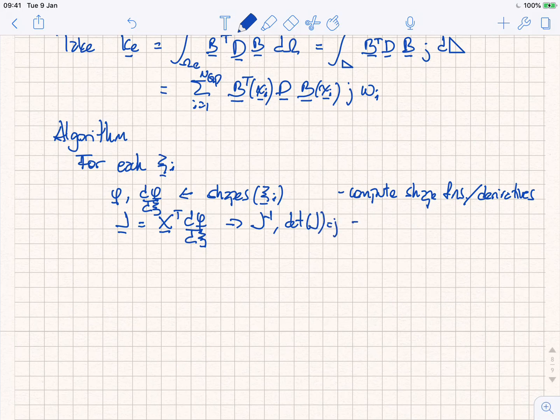So I'm going to put here: compute Jacobian. Another thing, right? The determinant of the Jacobian is going to be part of the weight. Now we compute the derivative of the shape functions with respect to global coordinate x by using the inverse of the Jacobian matrix.